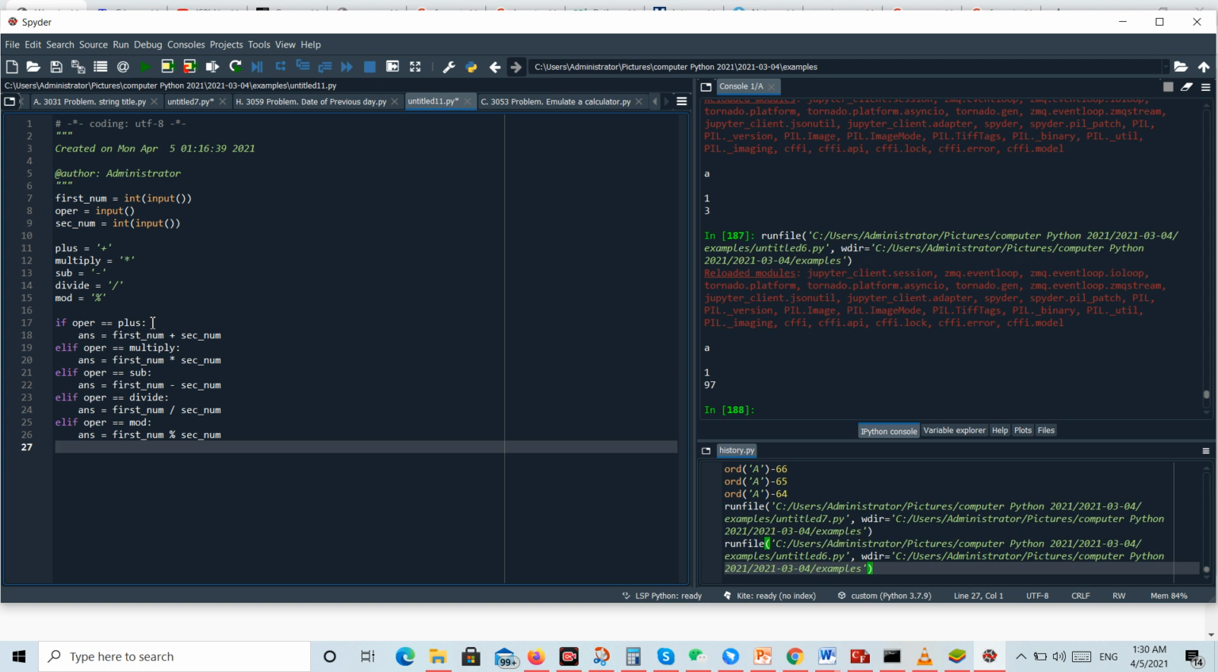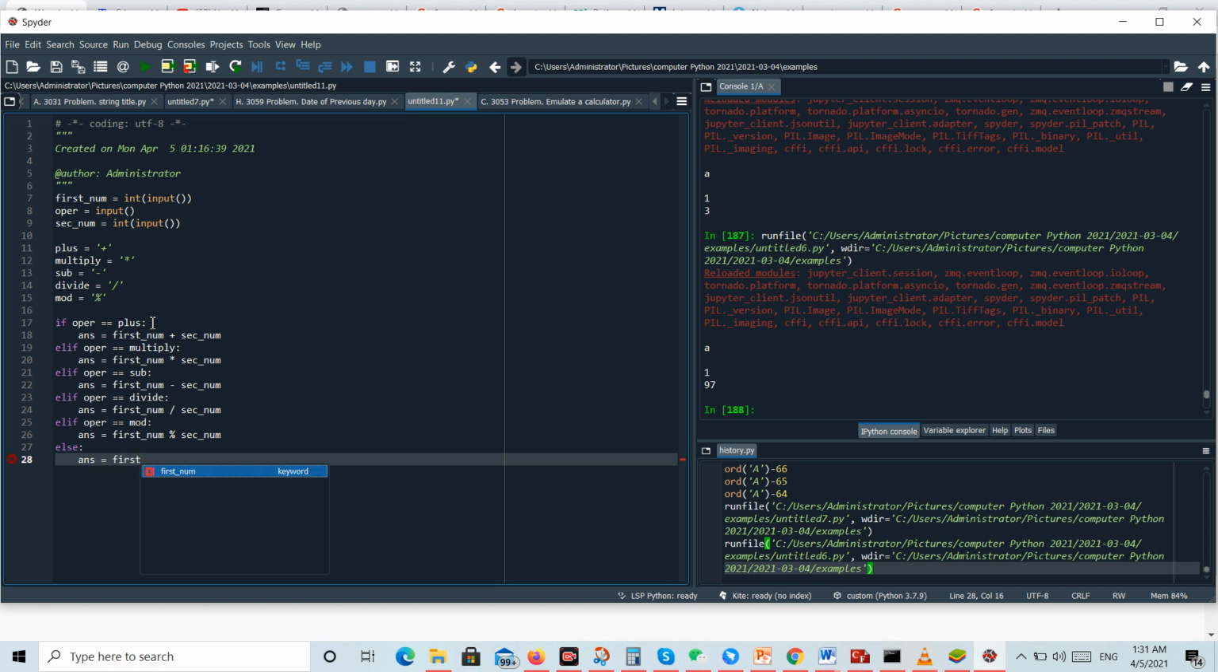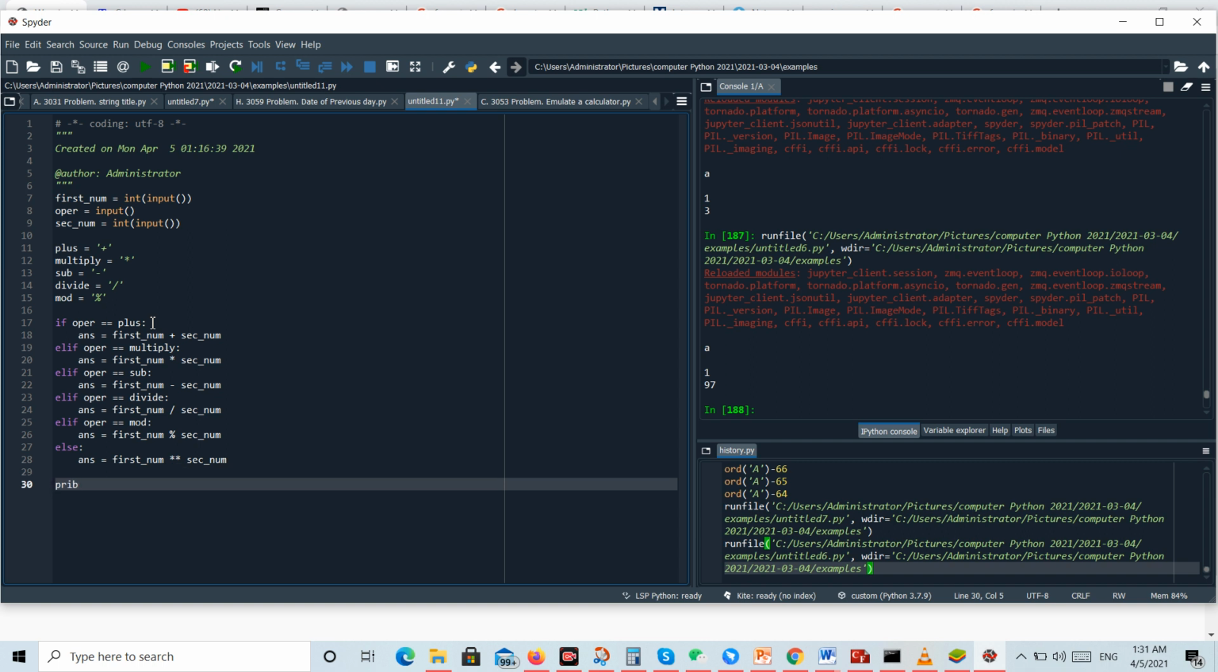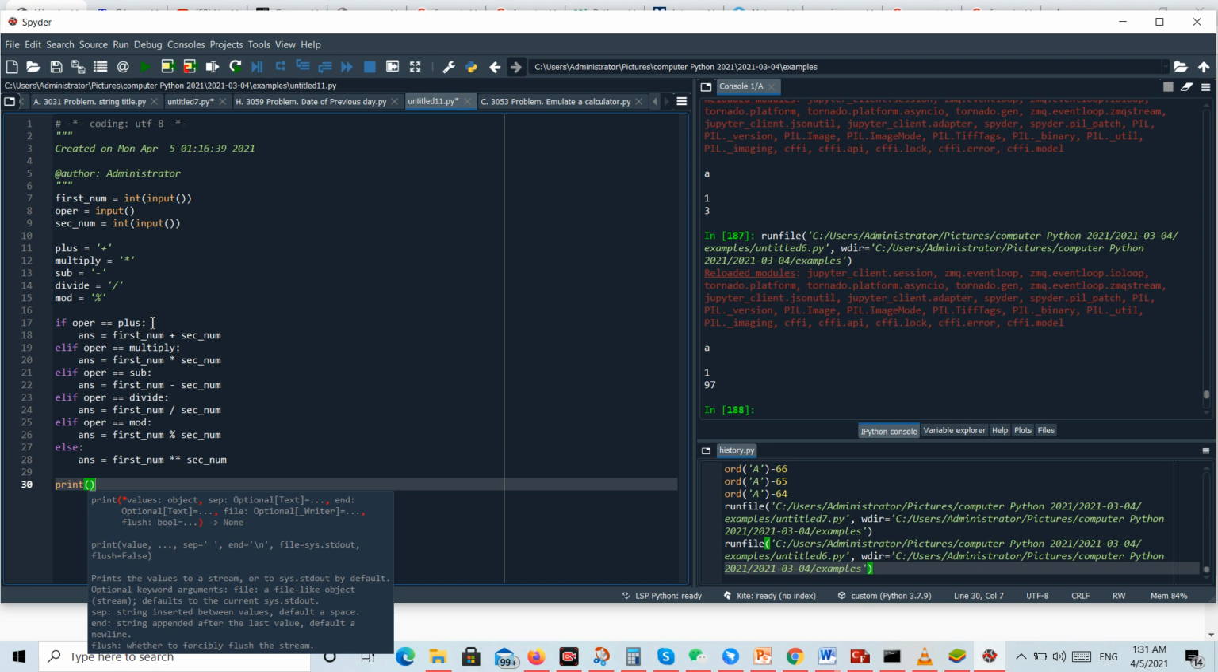The last one will be else: answer should be equal to first norm power, that is double asterisk, second norm. So we'll come down and say print answer.